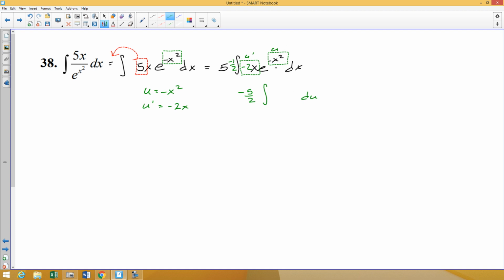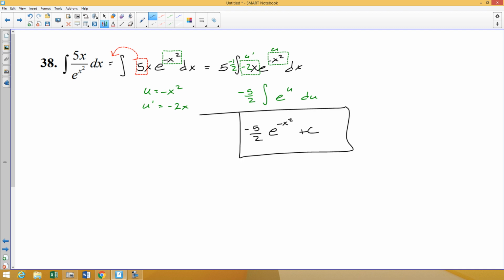E to the negative x squared will become e to the u. And again, the antiderivative of e to the u is e to the u. So my answer, the negative 5/2 on the outside will stay there. E to the u becomes e to the u, but u is negative x squared. Slap on a plus c, draw a box around it, and move on. So there we go. There's a few examples of integration with u-substitution as it pertains to exponential functions.